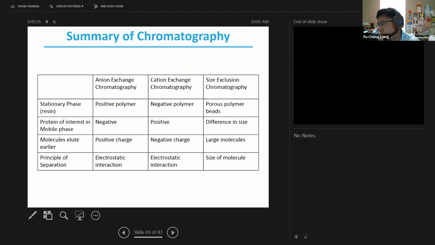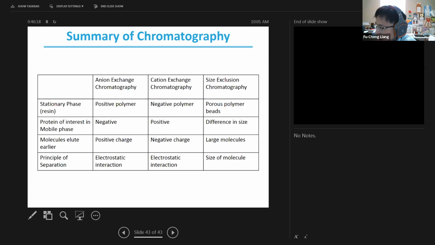So we have talked about anion exchange chromatography, cation exchange chromatography, and size exclusion chromatography. And basically, in anion exchange chromatography, your stationary phase, which is your polymer, is going to have a positive charge. And that's why your protein of interest or your molecule of interest was able to bind to this positive charge. So your protein of interest has a negative charge, and they can bind together, and those impurities can wash away, and in the end, you can use high salt to elute out your protein.